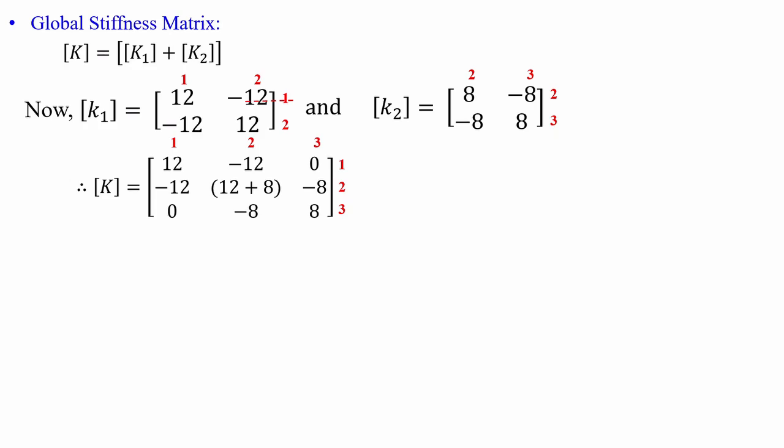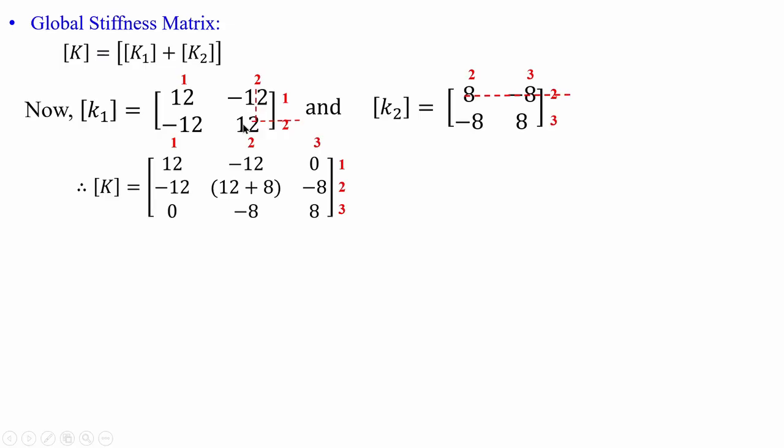Similarly, for the second row, for the first element we have to look for column number 1 and row number 2. That gives us the element minus 12. So the first element of the second row of the global stiffness matrix is minus 12. Now to write the second element of the second row, we have to look for column number 2 and row number 2. Column number 2 and row number 2 we have in both elements, element 1 as well as 2. So what do we have?